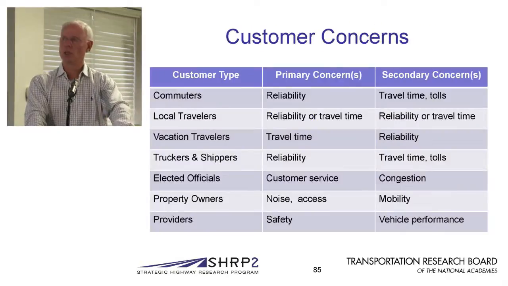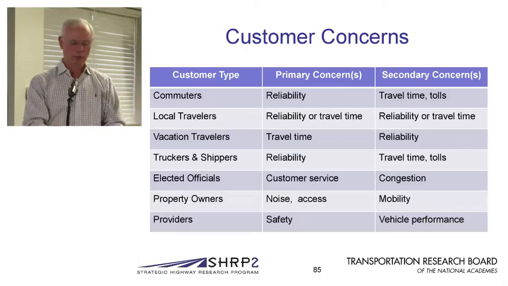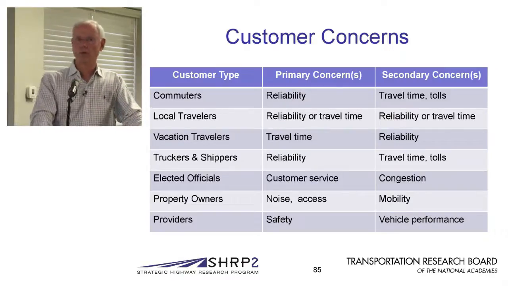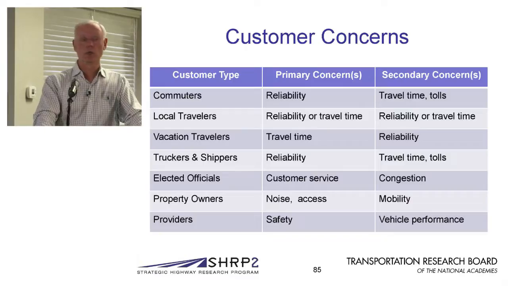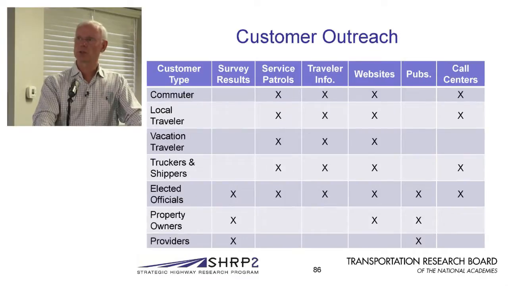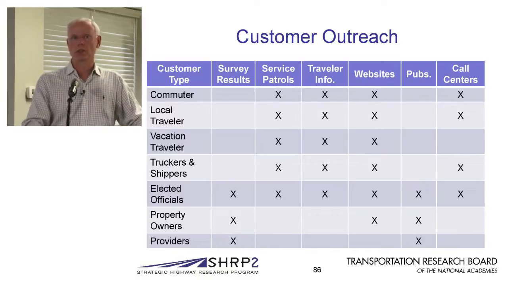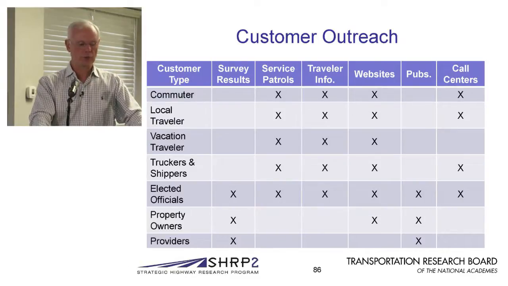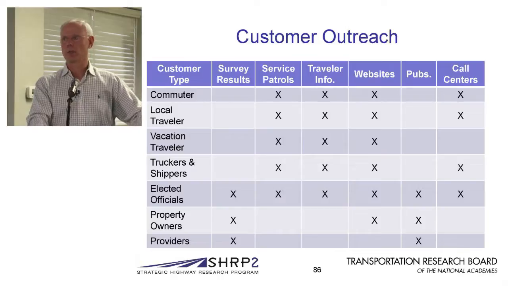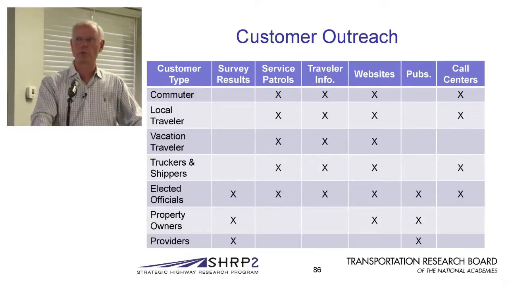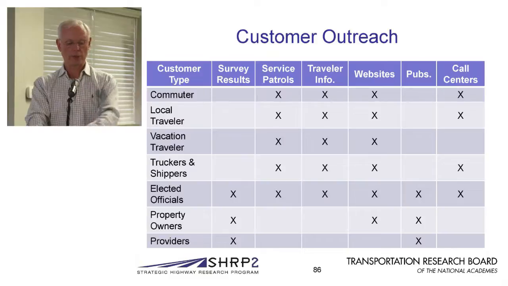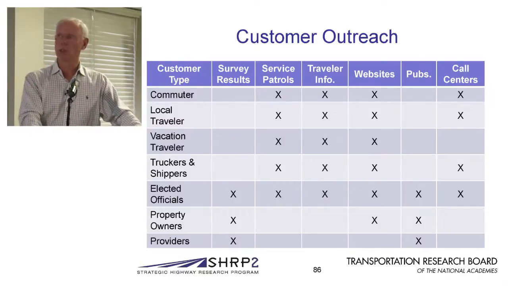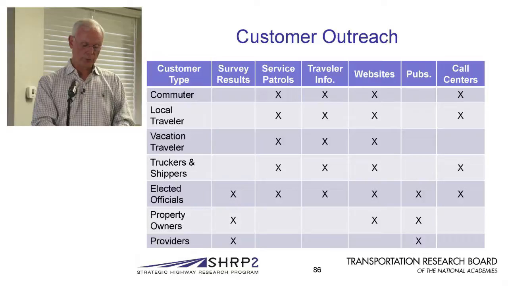And as this chart suggests, as we think about those different customers, they all have a variety of different concerns. There are always, as this slide would indicate, different ways of reaching those various customers. So it's important, but it also requires some thinking beyond just the typical notion of thinking about commuters and how we can improve the commute trip, into thinking about different types of customers and different ways of reaching them.